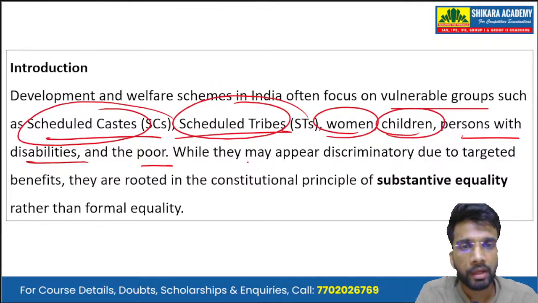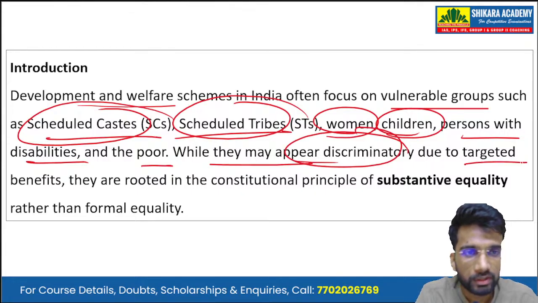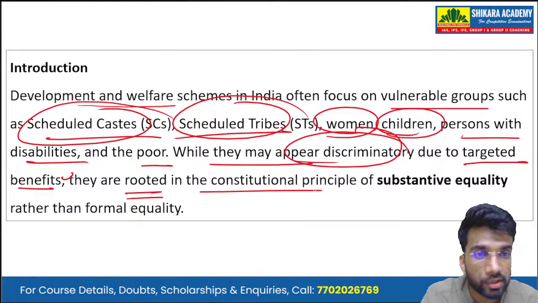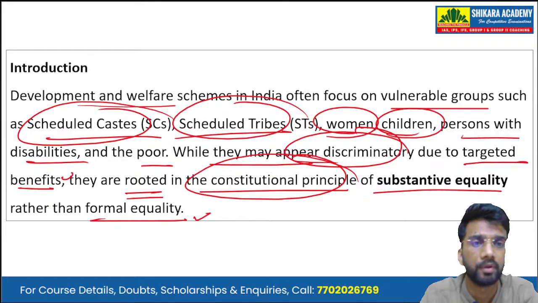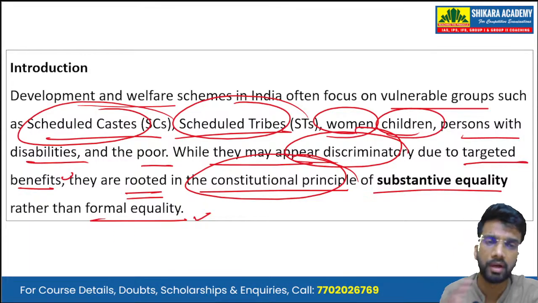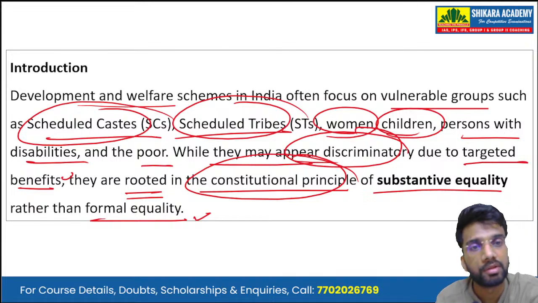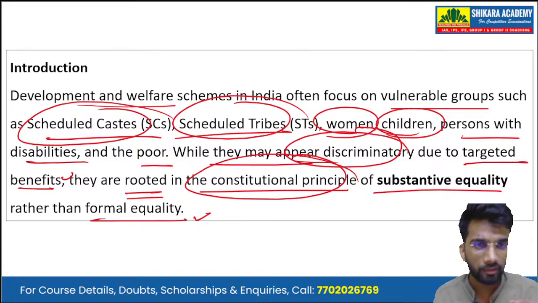While these development and welfare schemes may appear discriminatory due to the targeted benefits, because the benefits are not for the entire population, they are rooted in the constitutional principle of substantive equality rather than formal equality. In our Constitution, there is an unwritten principle that we have to focus on substantive equality rather than formal equality. So the people who are at a similar level must be treated similarly.